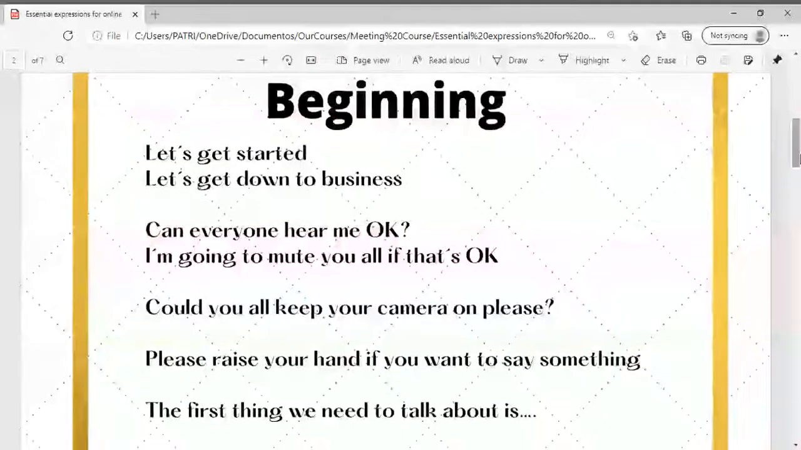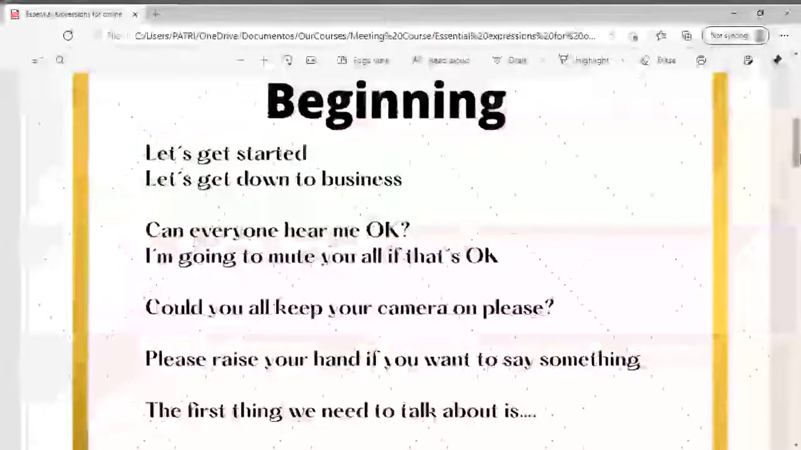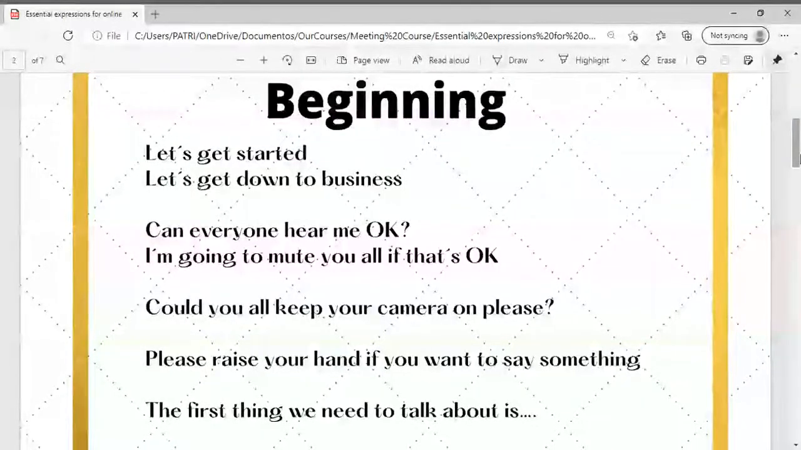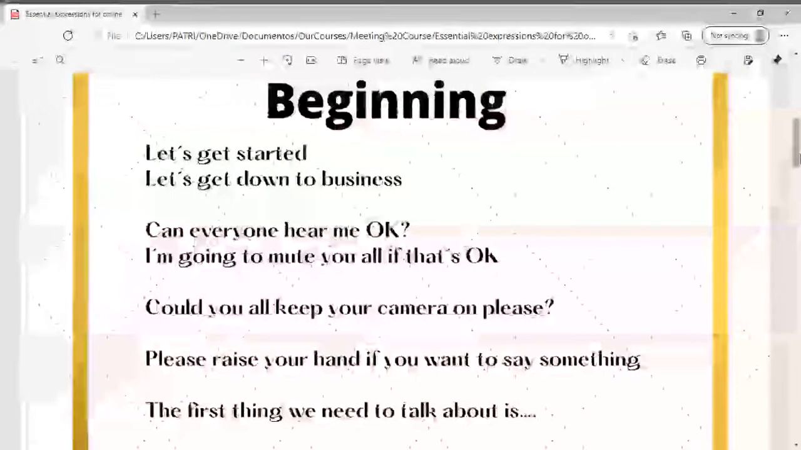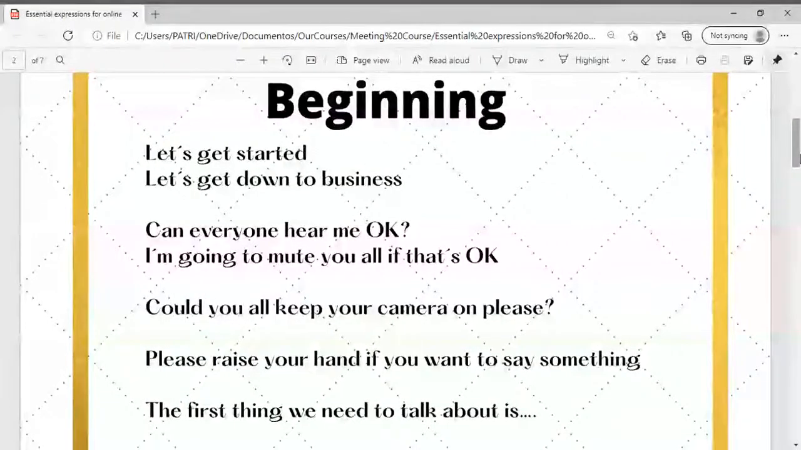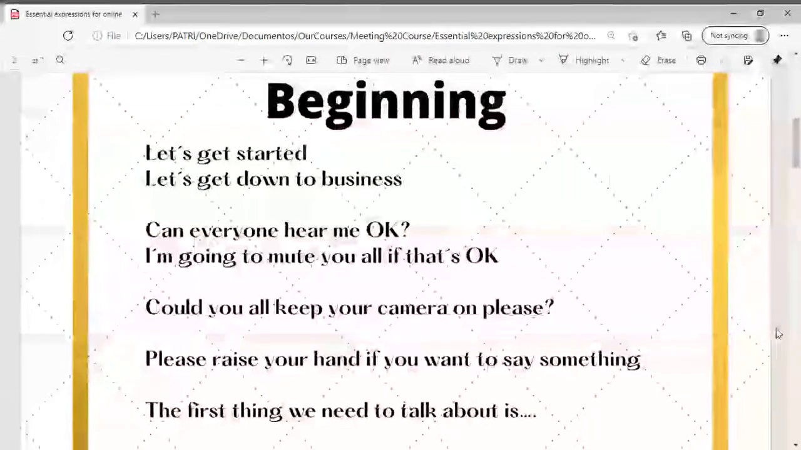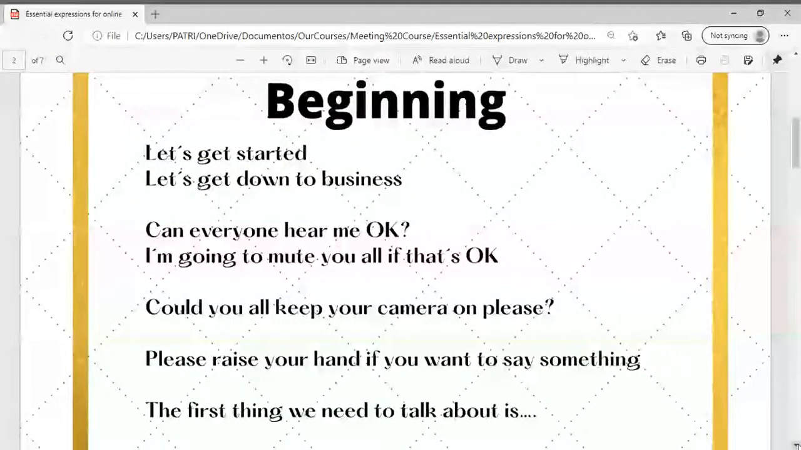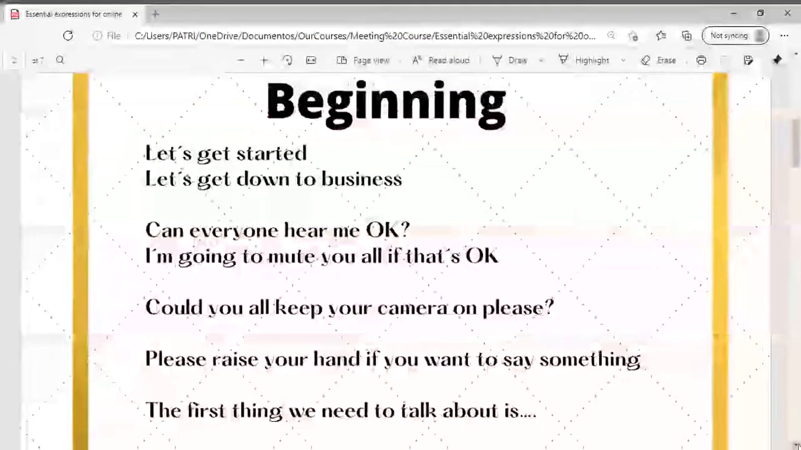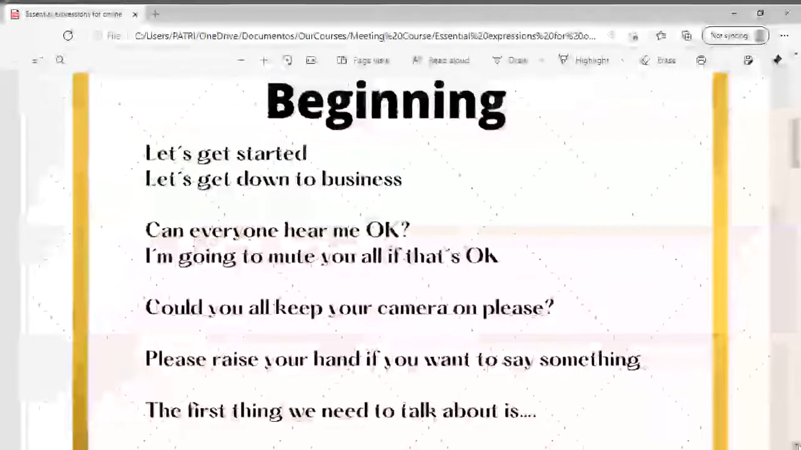And then maybe you want to see everybody in the meeting. I know it's something that I insist on. So you could say, could you all keep your camera on, please? So remember, on, off. Turn your camera off, keep your camera on. Okay, so could you all keep your camera on, please? You'll notice as well that in English we use very polite vocabulary. It's could you, would you mind, can you please, you know? So could you all keep your camera on, please?